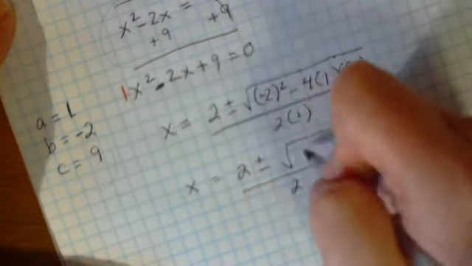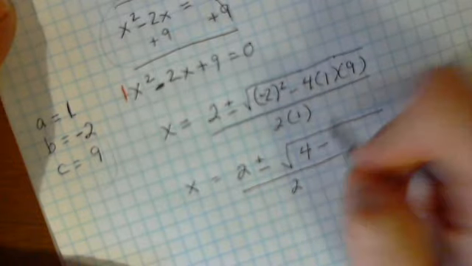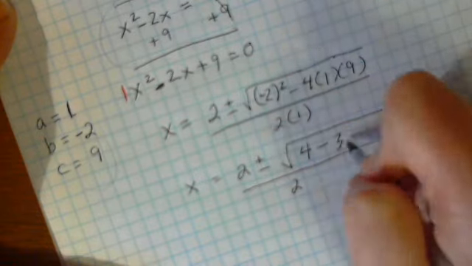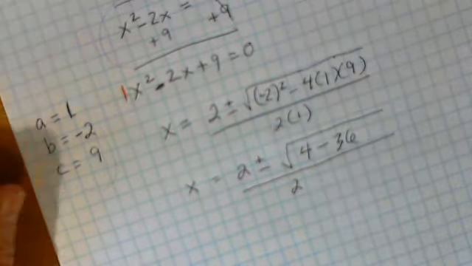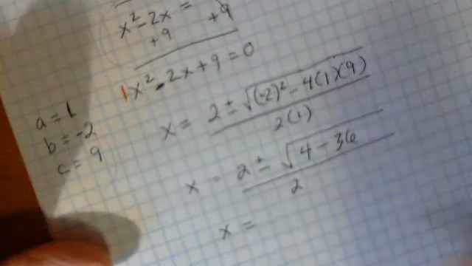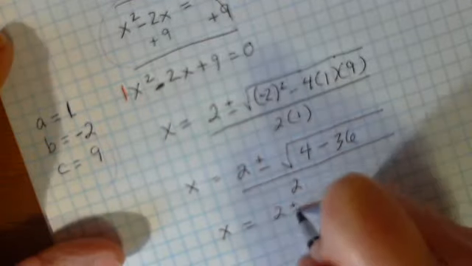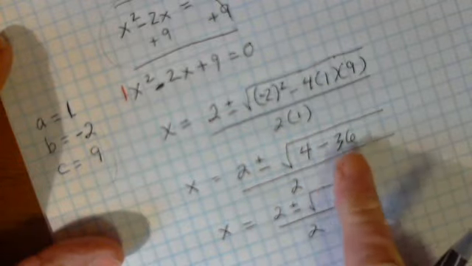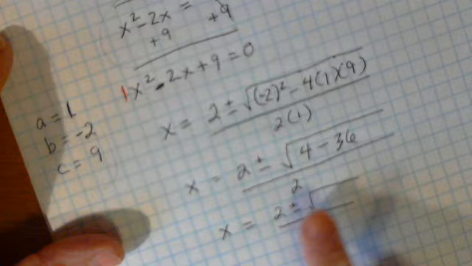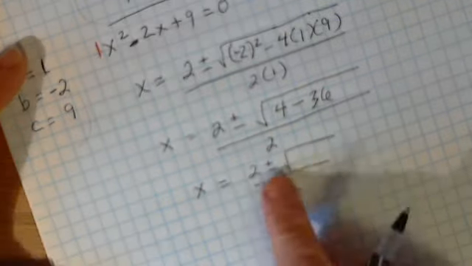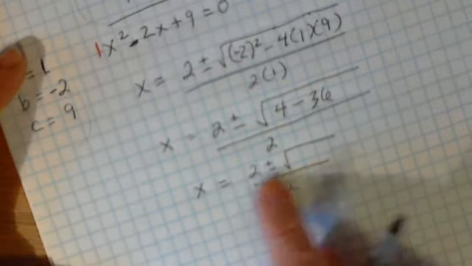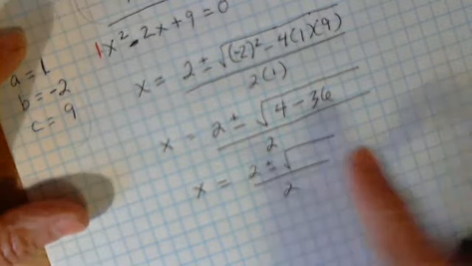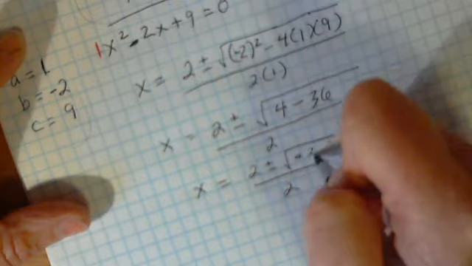Negative 2 times itself is 4. Subtract 4 times 1 is 4 times 9 is 36. Alright, let's go again and subtract under the square root sign. So 4 minus 36. So I've got everything ready here. Got the 2 plus or minus, got my square root sign, got my quotient bar divided by 2. 4 minus 36, well, isn't that negative 32?